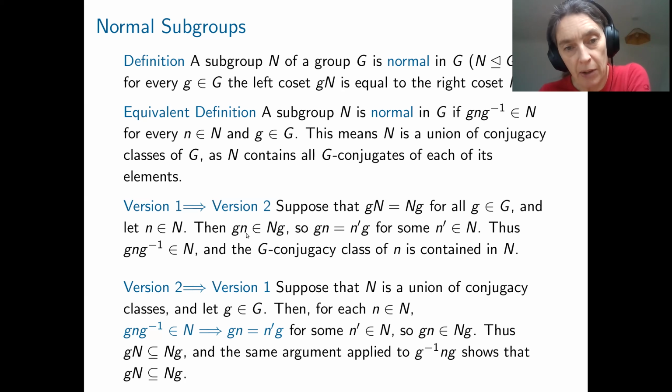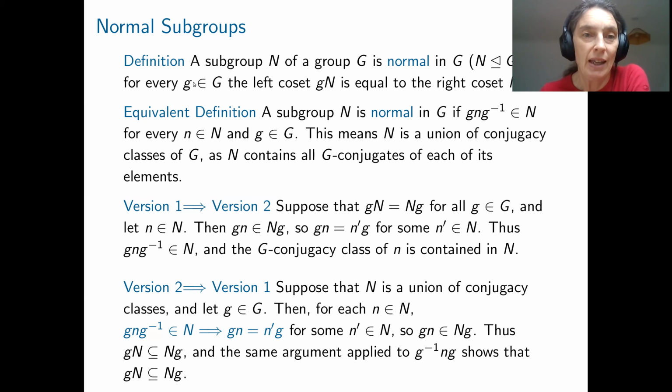Okay, if we look at the product gn, for some element g of the group G, it's in the left coset because it's g multiplied by an element of N. If the left and right cosets are equal to each other, that means that gn is in the right coset also determined by g, so it's equal to n' g for some n' in N. And just rearranging that equation by multiplying both sides on the right by the inverse of g, we can observe this is saying that gng^-1 is equal to n', so it belongs to N. And the conjugacy class of n is contained in N.